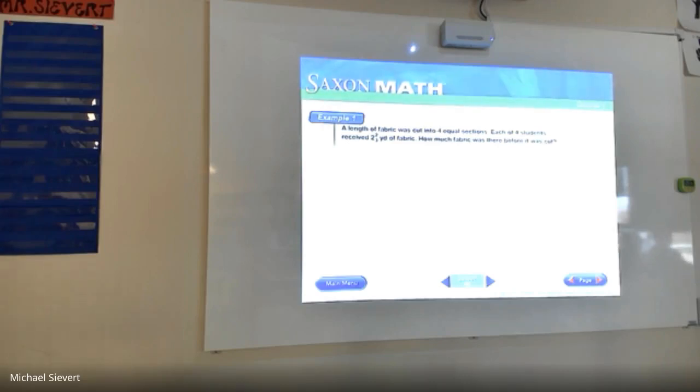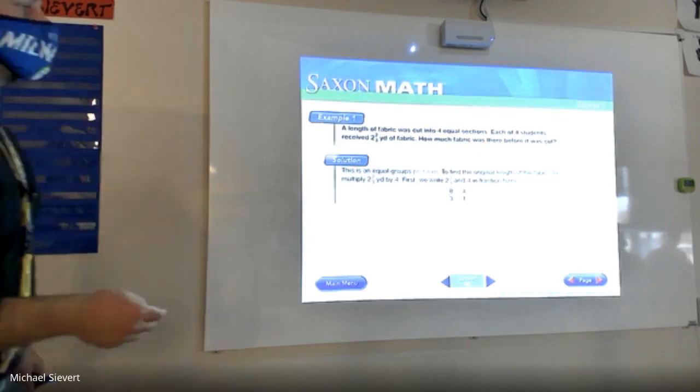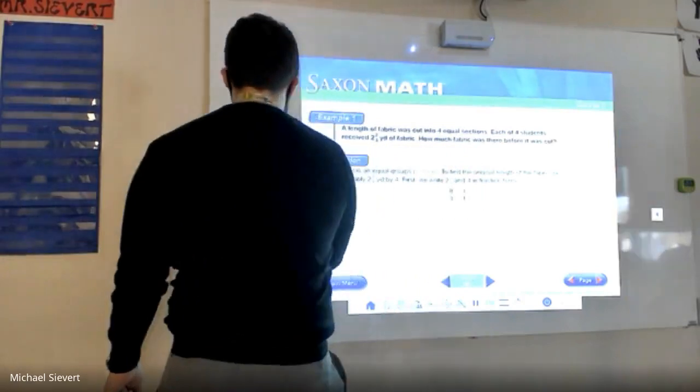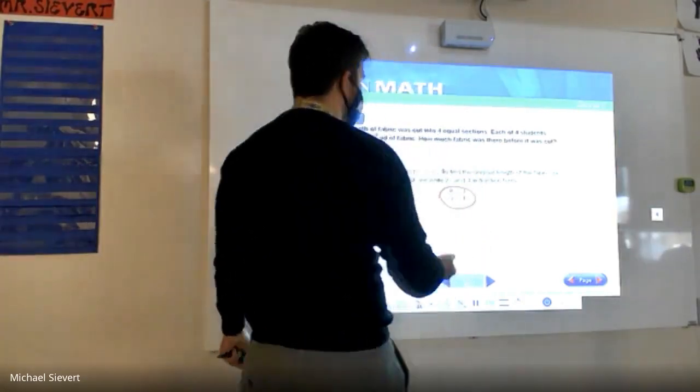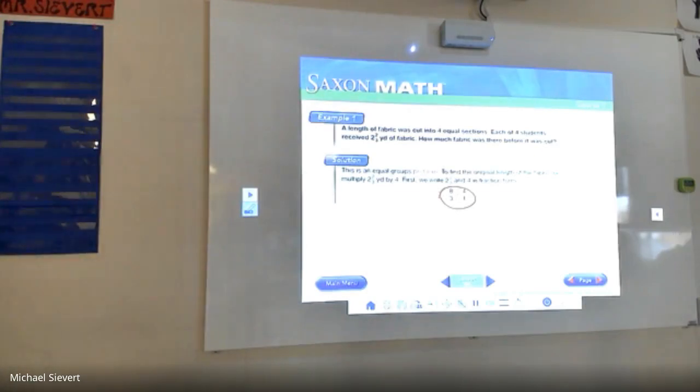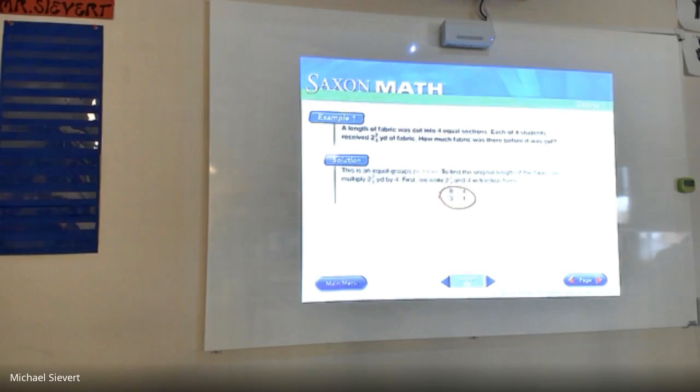It says a length of fabric was cut into 4 equal sections. Each of the 4 students received 2 2/3 of the fabric. How much fabric was there before it was cut? So first things first, I need you to copy down this equation in your notes. Because this is an equal groups problem. We have a group that is 8/3 times 4 because we have 4 students. Where does the 8/3 come from?